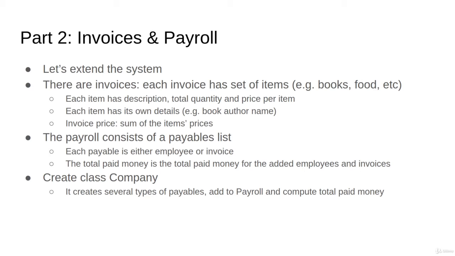It is a different relationship from saying a student is a person. It's a bit different here. You just mean that this is something that allows us to be paid in one way or another. For example, the total amount of money for the payroll is the money paid for anything that is payable, such as the employees and the invoices. Create a class for a company, create several types of payables, add them to its payroll, and compute the total paid money for the payable items.